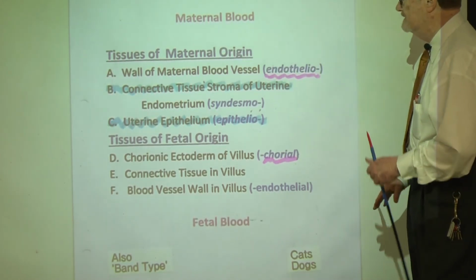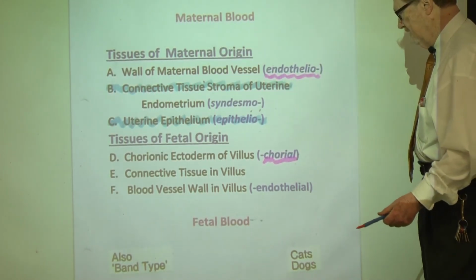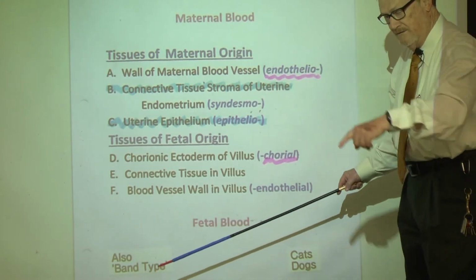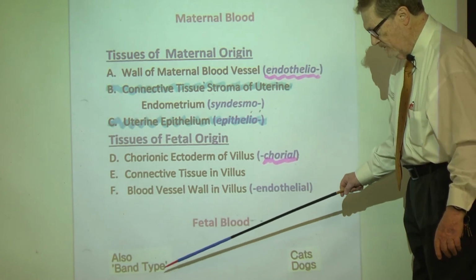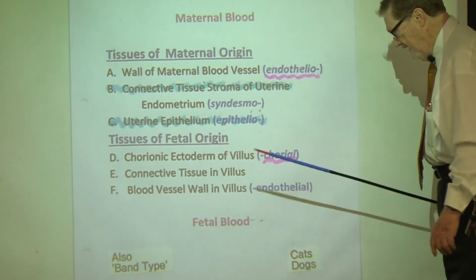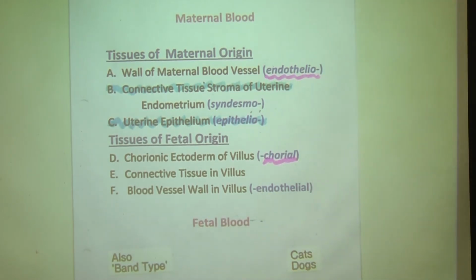Endotheliochorial is the name of this type of placenta. It also has that band of villi around it, a zone or band. So it's called the band type. And it's found in cats and dogs for the most part. That's the most common way we have of finding one. Yeah, so it's getting simpler and simpler as we go, isn't it?